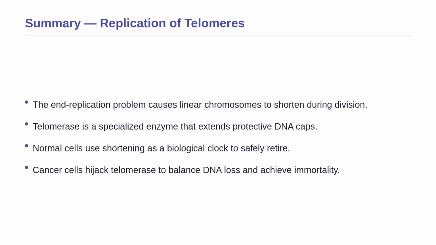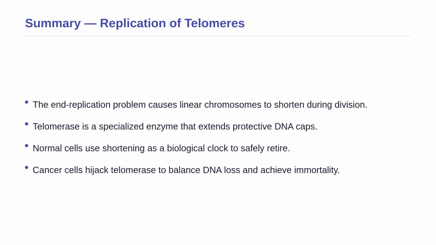We have covered a lot of ground today, so let us summarize the key takeaways. First, the unavoidable end replication problem causes our linear chromosomes to lose DNA with every division. Second, the telomerase enzyme provides a brilliant evolutionary solution by extending our protective telomere caps.